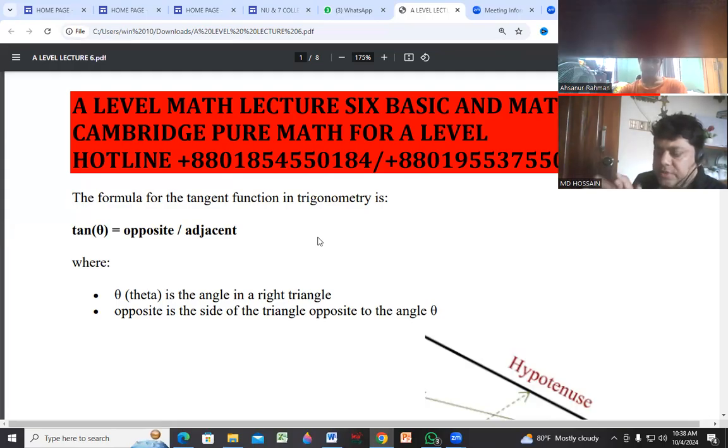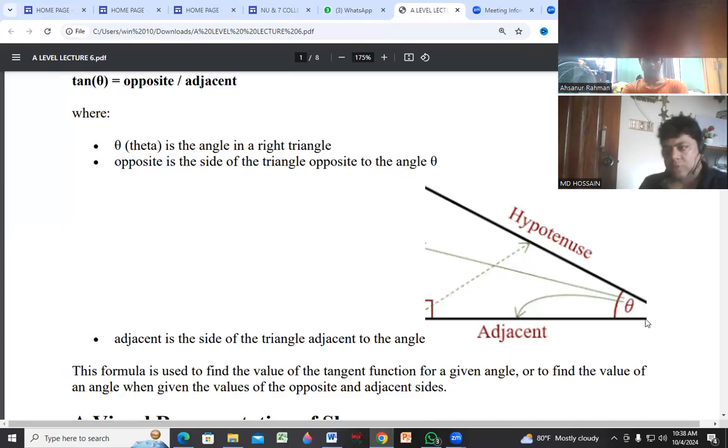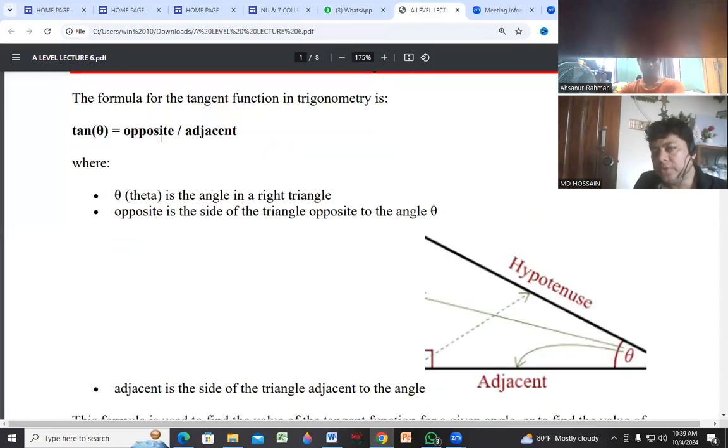So what is opposite and what is adjacent? Theta is the angle of the right-angled triangle. If we have a look at this screen, you can see this is the theta angle, and then opposite. What is opposite? The side in front of the angle. And adjacent means always the horizontal side, you should keep in mind, and then the hypotenuse. So tan theta equals opposite divided by adjacent.